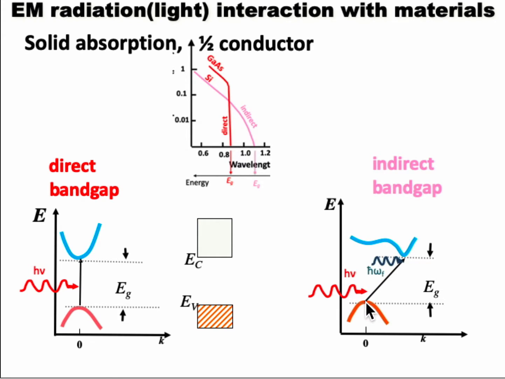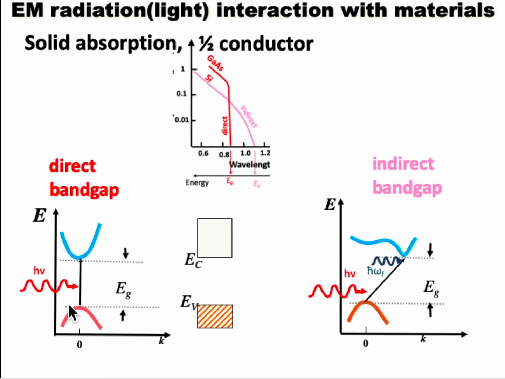In order to conserve momentum, we have to include something else in the absorption, typically a phonon. Then there will be 3 particles in the absorption process for an indirect band gap: photon, electron, and phonon. The probability for that is much smaller than the probability for 2, as we have for a direct band gap.